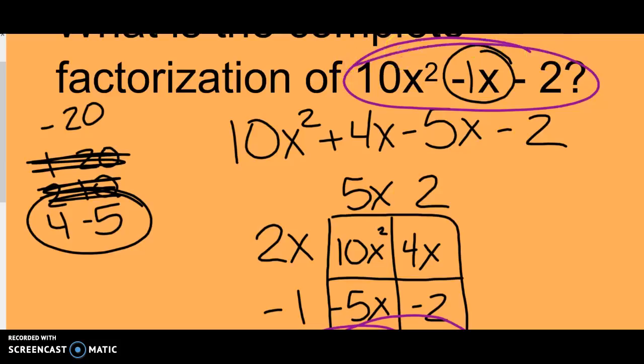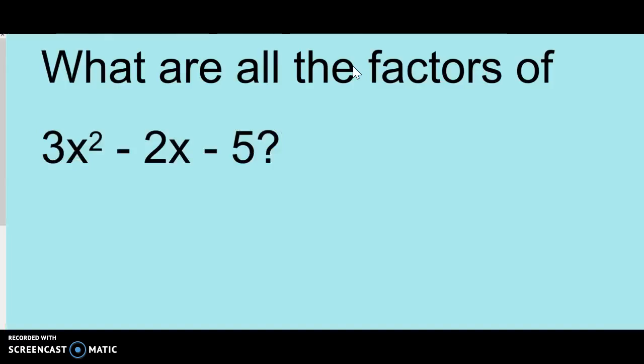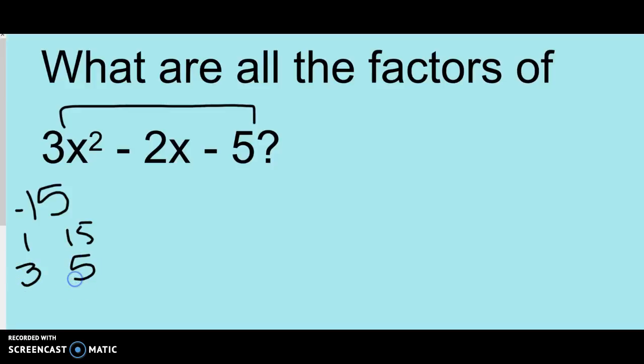All right, I think I'm going to do one more just to be sure. Okay, so what are all the factors of 3x squared minus 2x minus 5? Let's go really quickly because I only get like 15 minutes on here. So we're looking for factors of -15. So we're going to start with 1 and 15, 3 and 5. I think that's it. So they have to add up to -2. I'm thinking if I put a negative there at the 5, I've got that.